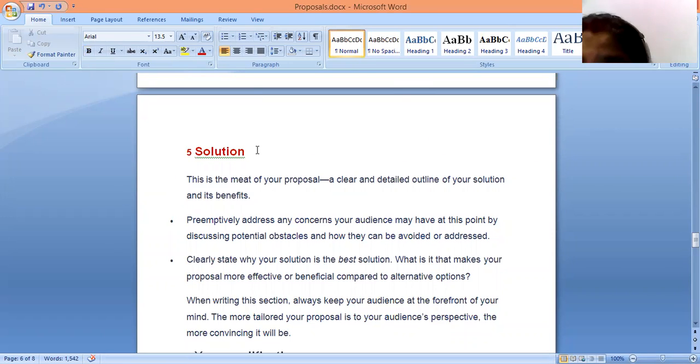Of course, there are numerous problems in an organization, but if there's a need or dearth of something and you have the answer to it, go ahead with the proposal. So this is the meat of your proposal. It means this is the core point of your proposal: a clear and detailed outline of your solution and its benefits. How are you going to be helpful?